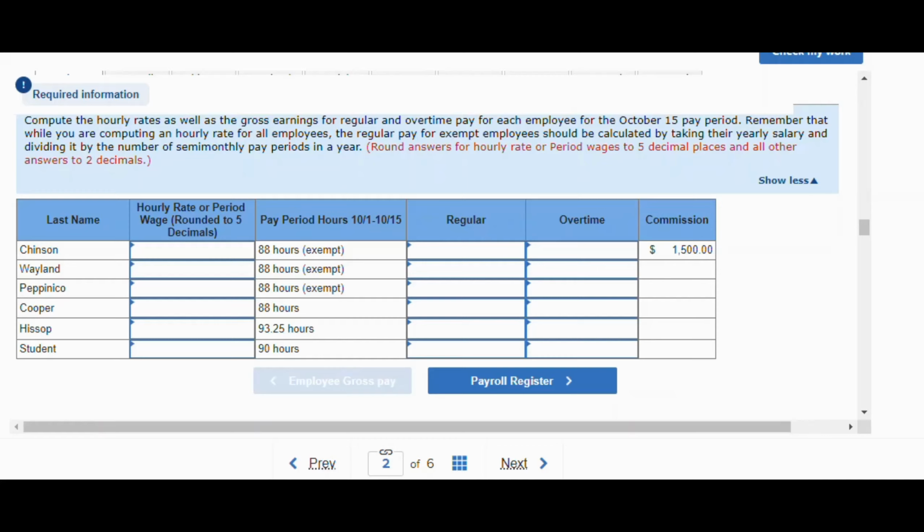For each version of the payroll project, your first task will be to complete the employee gross pay worksheet. For the first pay period, October 15th on the 3-month project or December 15th on the 1-month project, you will have to calculate the employee's hourly rate or period wage to 5 decimal places. In addition, you will need to determine their regular and overtime pay when applicable. For later pay periods, you will not need to recalculate the rate since those can be used in future periods.